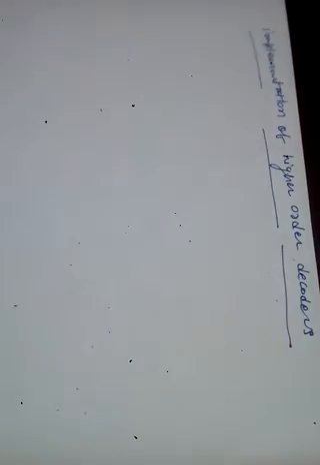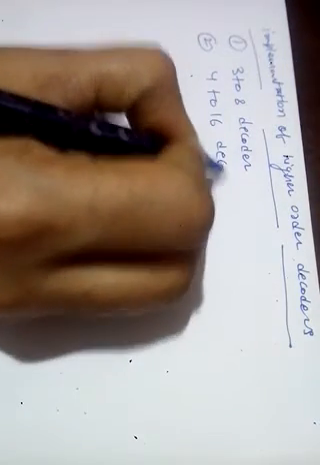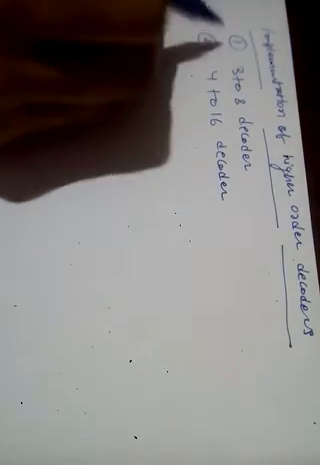Today's topic is implementation of higher order decoders. So let us implement some higher order decoders using lower order decoders. We are going to implement first a 3 to 8 decoder using lower order decoder, and second one a 4 to 16 decoder, again using lower order decoder.